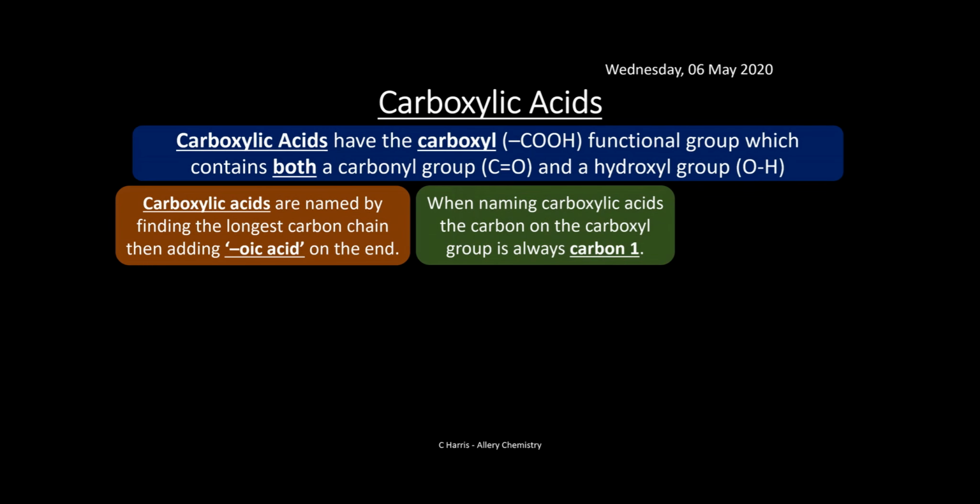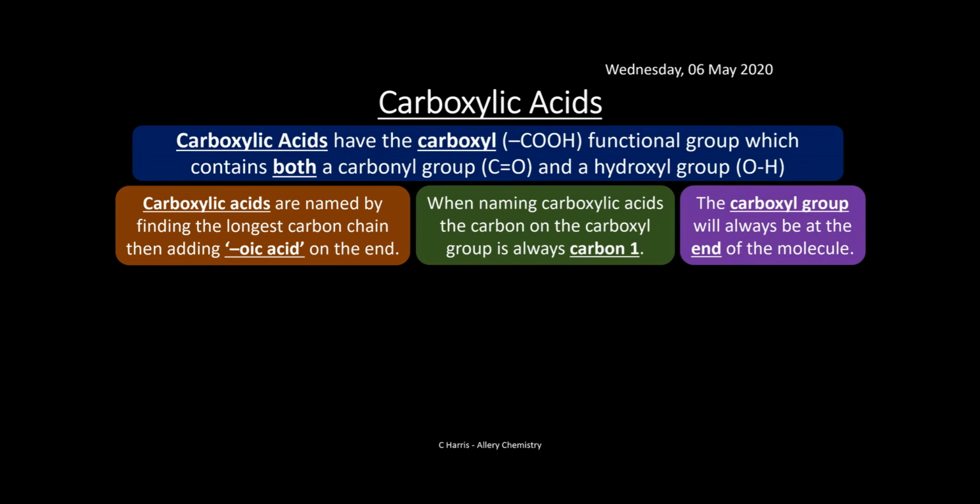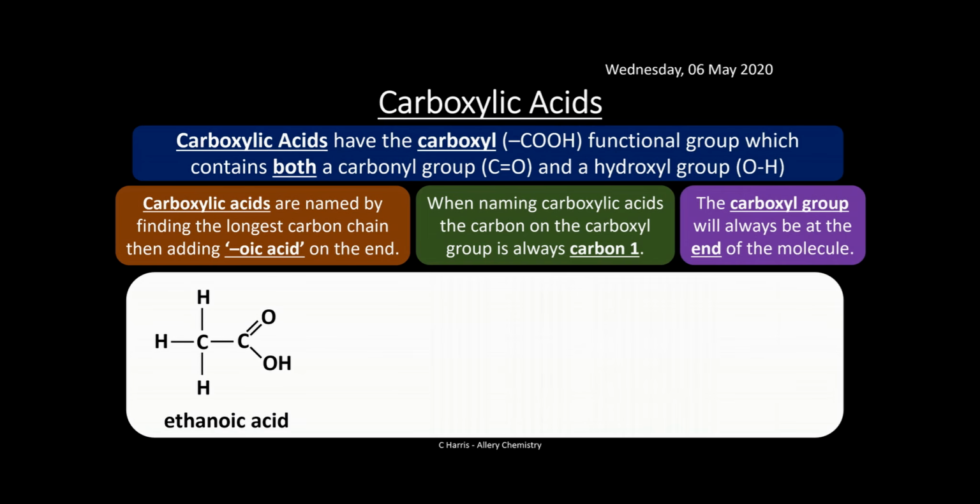When we name carboxylic acids, carbon 1 is always the one with the carboxyl group on it. So the carboxyl group will always be at the end of the molecule. We can't have carboxyl groups in the middle of molecules. They're always terminal groups. So let's have a look. The first one here is ethanoic acid. The reason why it's ethanoic acid is because we've got 2 carbons here, as you can see, and we've got 3 hydrogens surrounding it, and then we have our carboxyl group here. So this is ethanoic because it's 2 carbons.